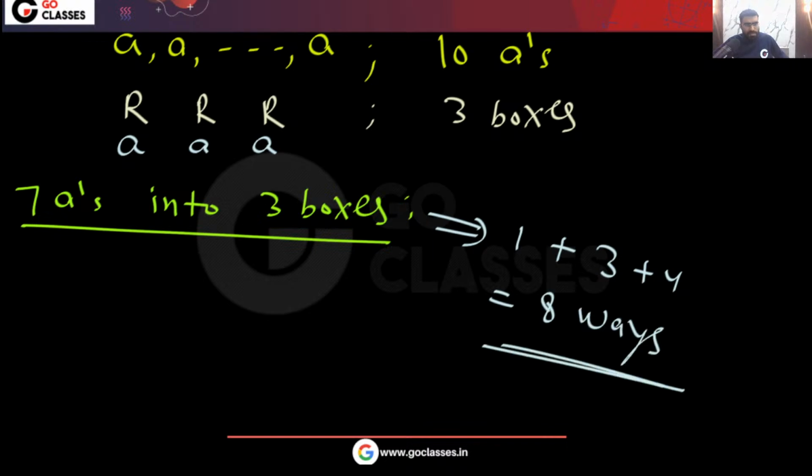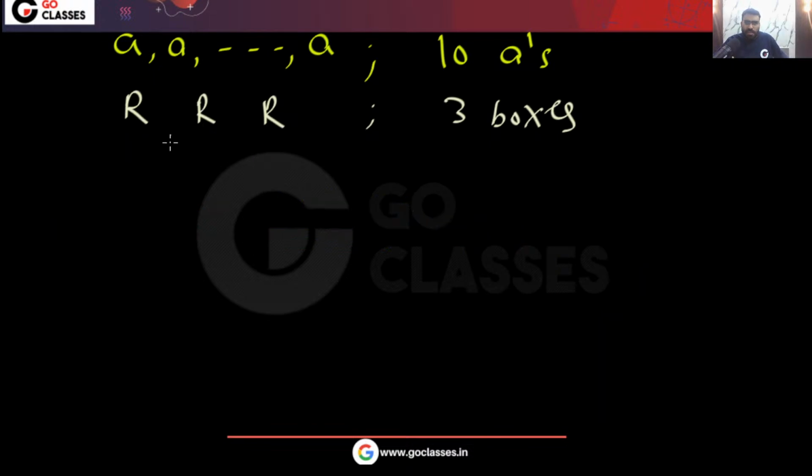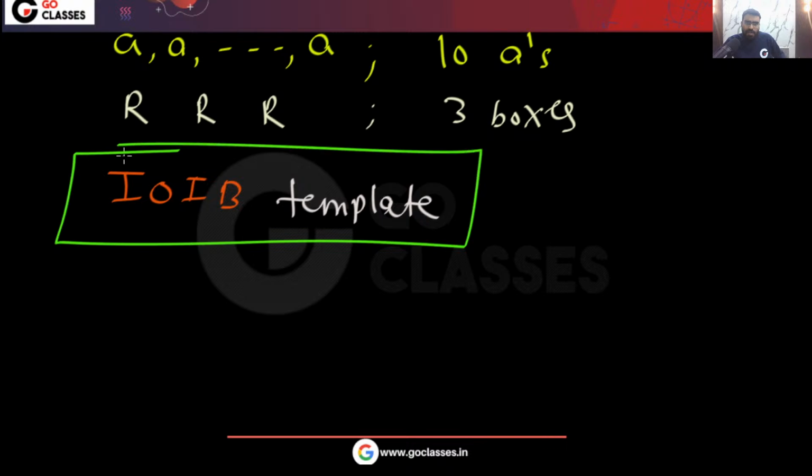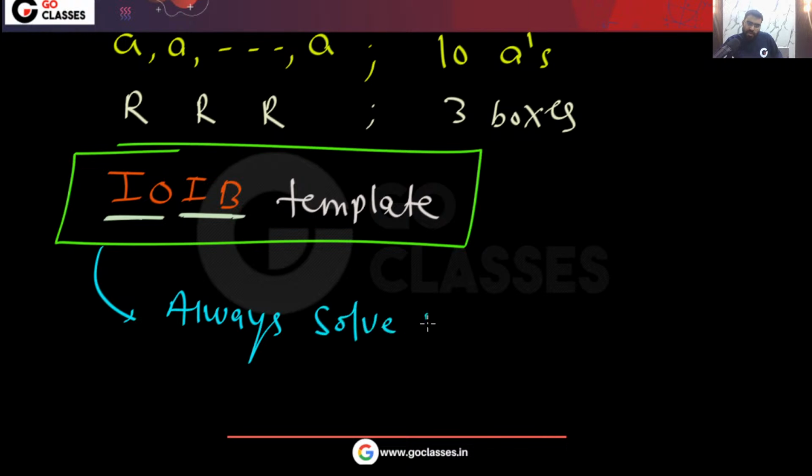Is this clear? Please tell me. Is this point clear to everyone? Is this question clear to everyone? Okay. So actually in this question, the small trick is that if you have IUIB, you have to do it manually. Whenever you have this template, IUIB, identical objects, identical boxes, there is no other way. This template you always have to handle manually.